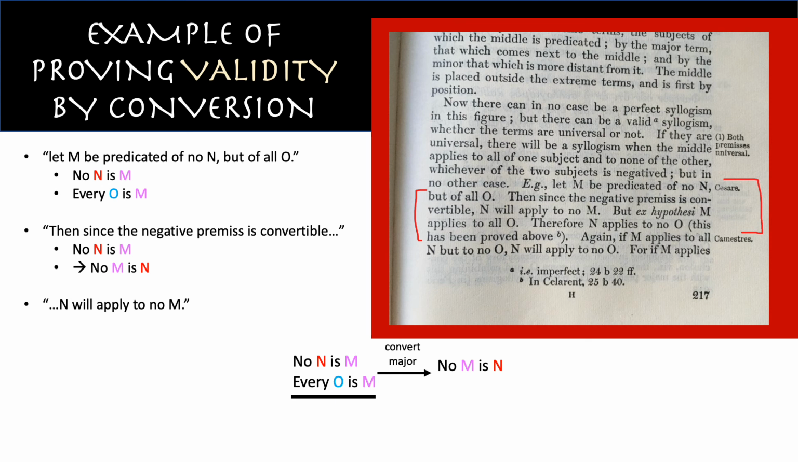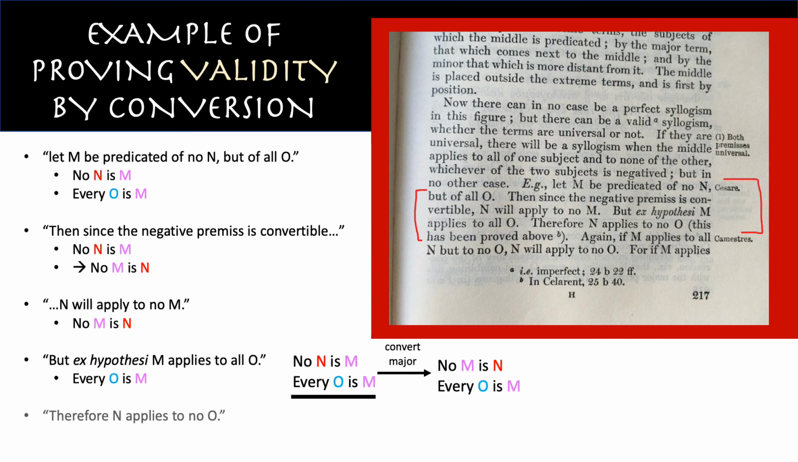Now let's look at another part of the quotation that we read. N will apply to no M. What this means is that no M is N. But ex hypothesi M applies to all O. What this means is every O is M. That is a proposition we've already seen. Specifically, it's the minor premise from the two premises we put down, from which we were going to test whether a conclusion could be drawn or not. So let's put that second premise down. So we've converted the major premise, and we just carry over the minor premise unchanged.